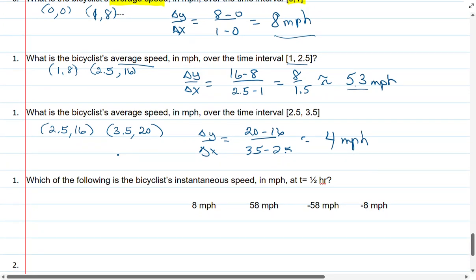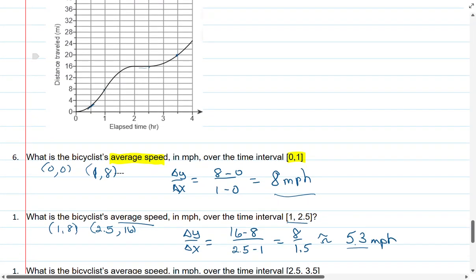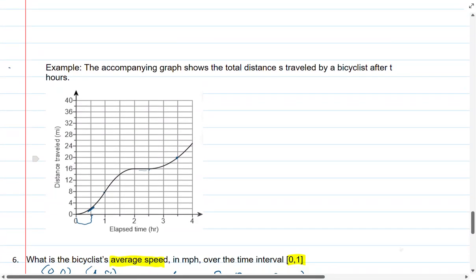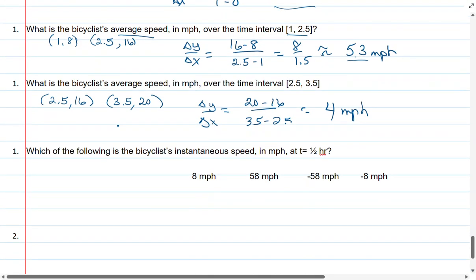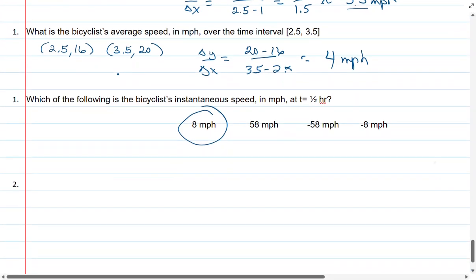So, which of the following is the cyclist's instantaneous rate at t equals 1/2? So t equals 1/2 is right here, and we want the change of what happens there. You're looking at this point to this point, so it would be half of that 1, pretty much. And that was 8. So what would we say? Well, it is still 8 miles per hour because he was going at that rate at that time. Everybody comfortable with that? All right.